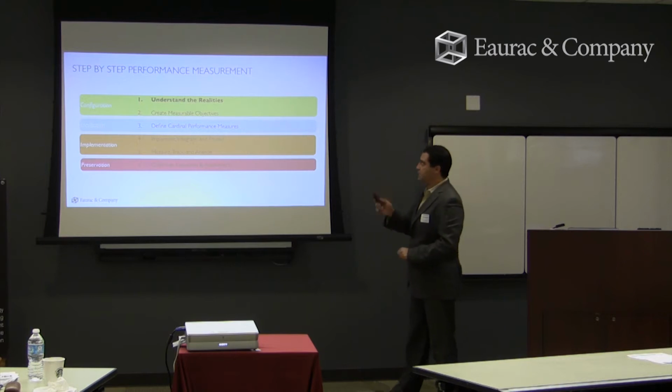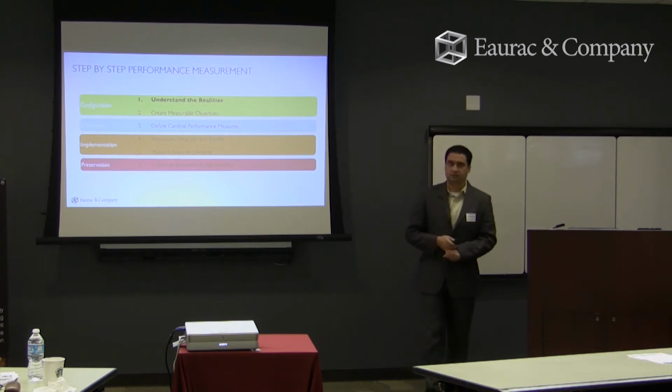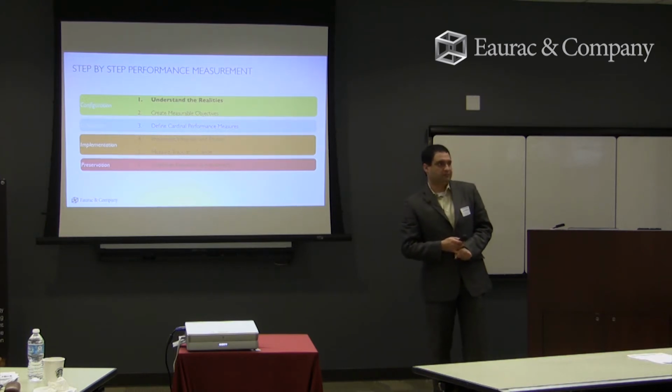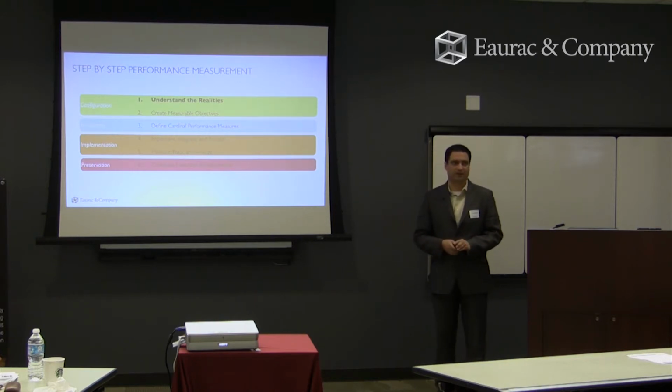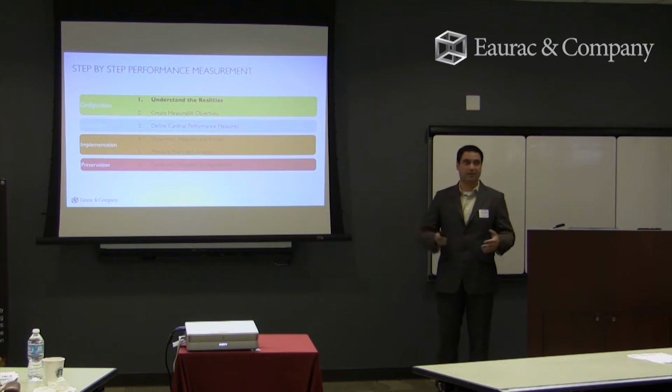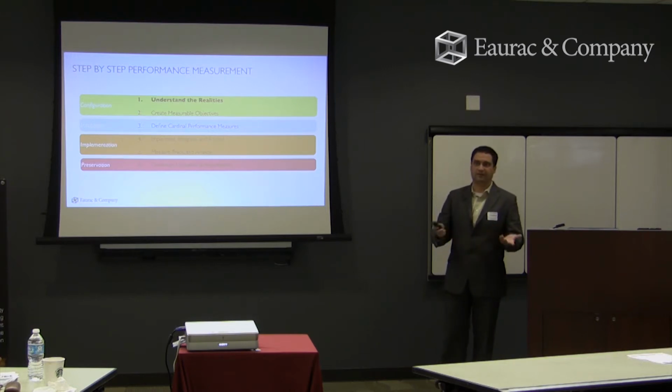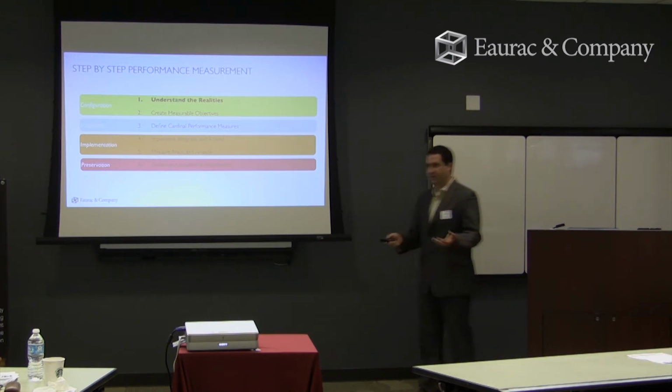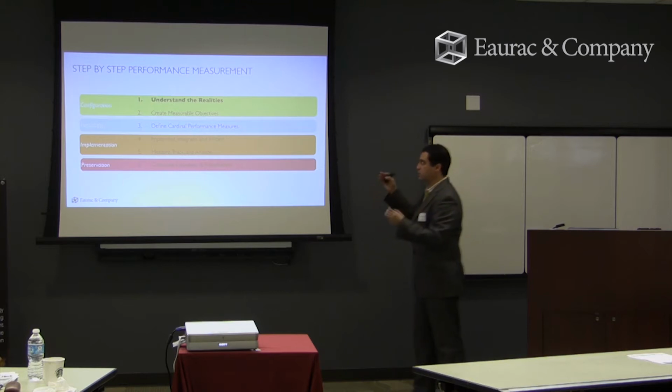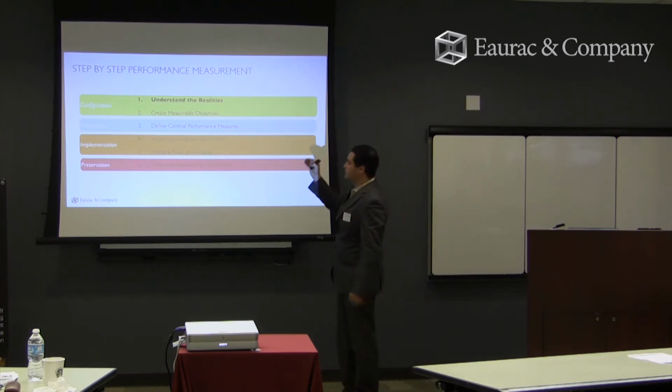Then, based on that, you create measurable objectives. A lot of companies that we work for, we go there and say, you want to be number one. Okay, what does number one mean? Number one where? Here in America, globally, and do you have funding for it? So we make sure to first create those measurable objectives.